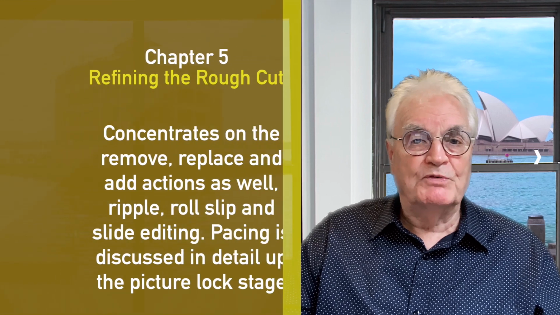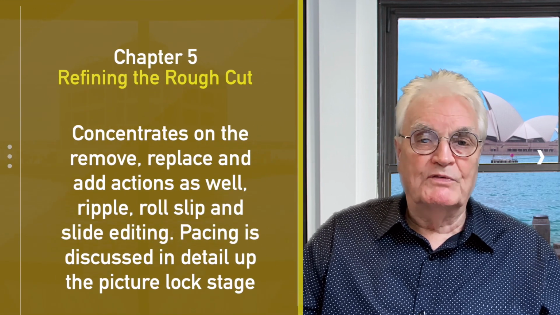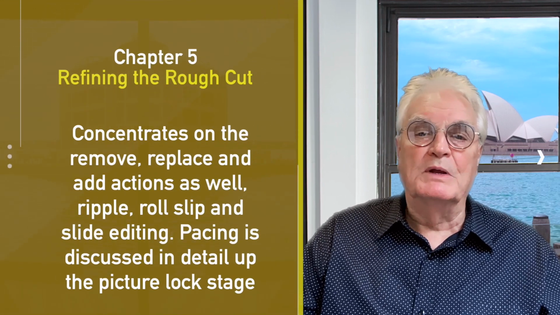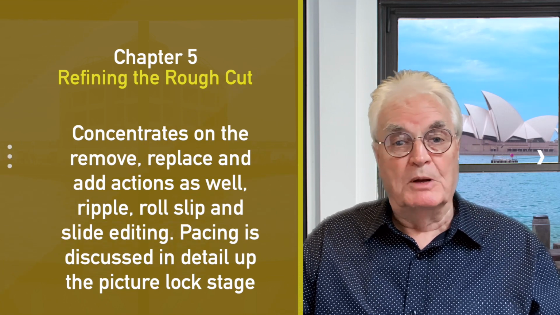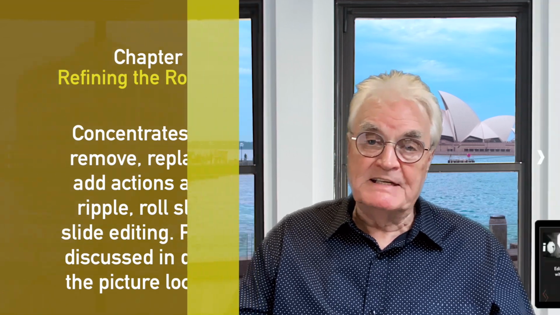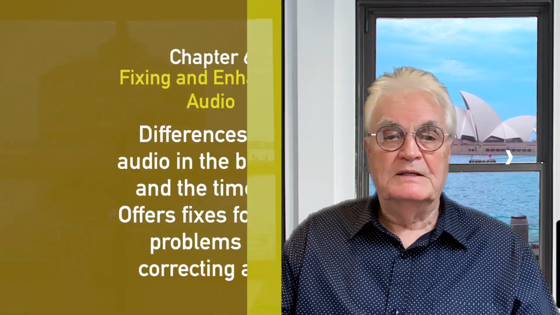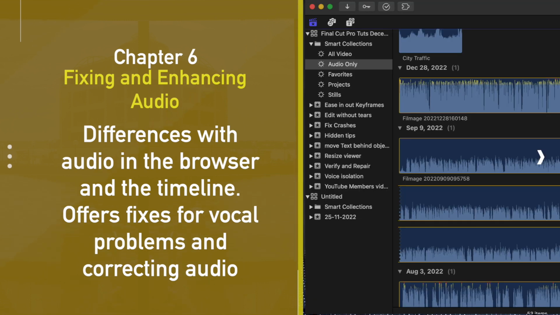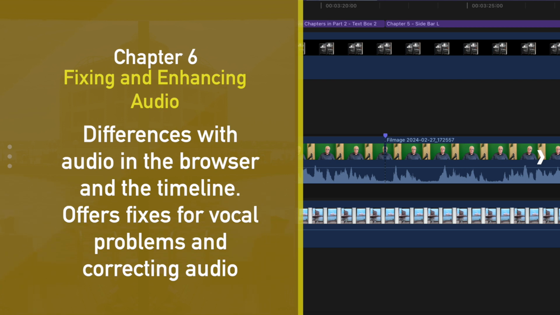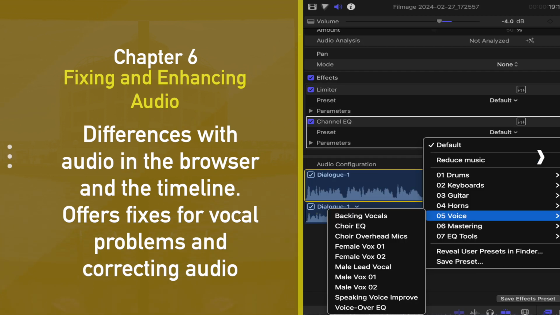And there are 5 chapters in the editing section. Chapter 5, Refining the rough cut. It concentrates on the remove, replace, and add actions, as well as ripple, roll, slip, and slide editing. And pacing is discussed in detail, right up to the picture lock stage. Chapter 6, Fixing and Enhancing Audio. This discusses the differences with audio in the browser and audio in the timeline. It offers fixes for vocal problems, as well as correcting any other audio problem.